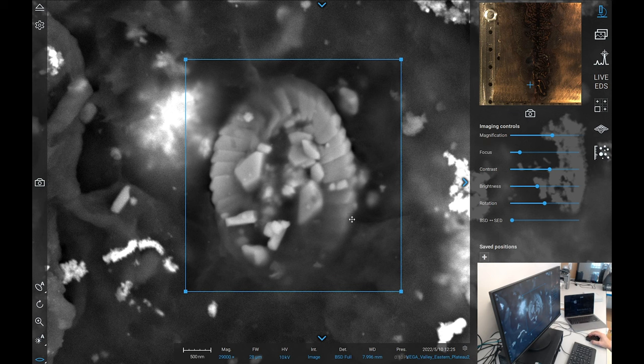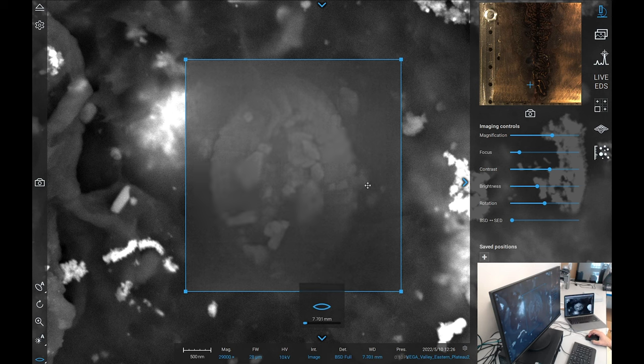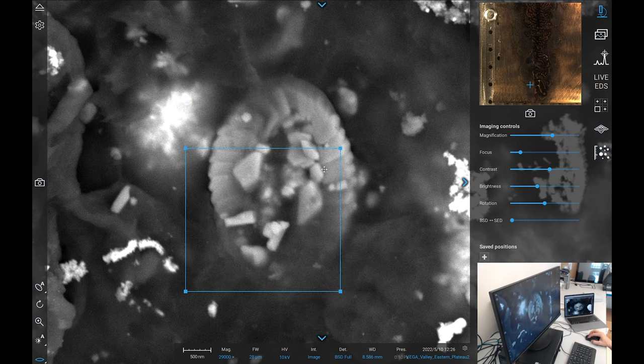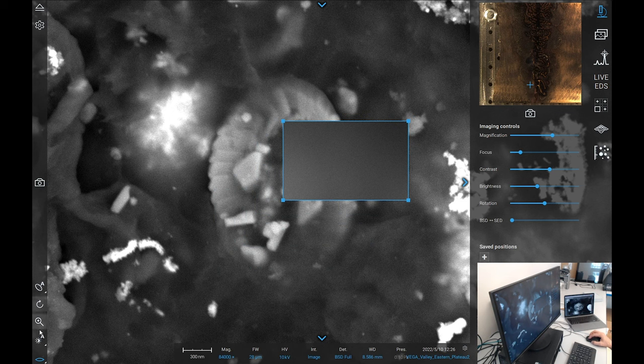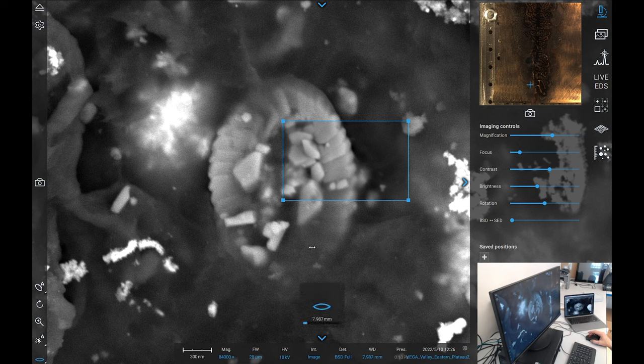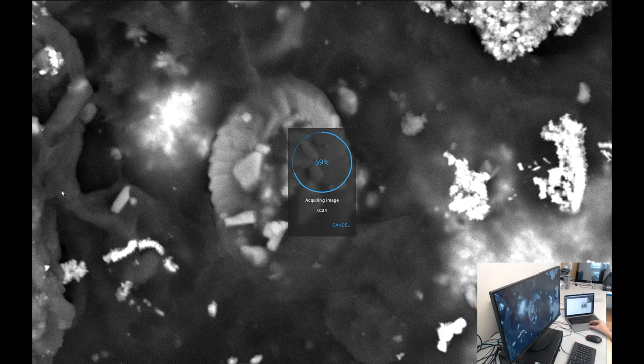This one looks like it's kind of broken up. It's starting to break up, but didn't completely. Anyway, I think we'll take a shot of that. And then what did I do? I hope this one's still there. Let's see if it is.